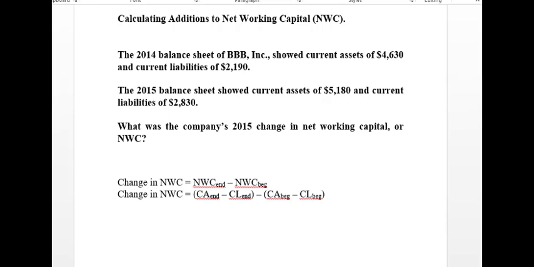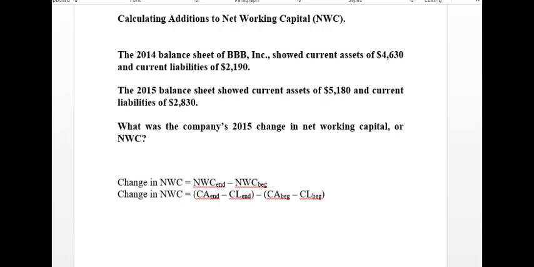So the problem reads, the 2014 balance sheet of this Triple B company showed current assets of 4630 and current liabilities of 2190. In 2015, the balance sheet showed current assets of 5180 and current liabilities of 2830. They want to know what the change of net working capital, or NWC, was.